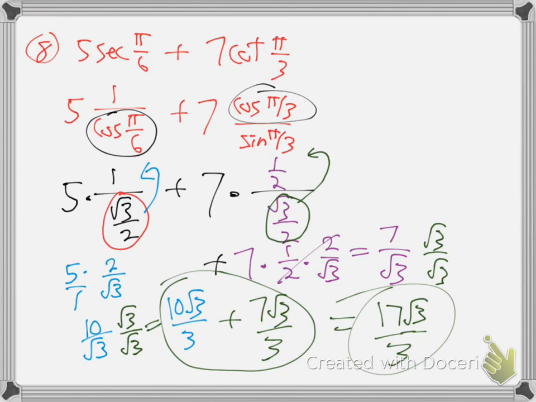Is that all good? Everybody tracking with all those steps? So I just changed secant to 1 over cosine, cotangent to cosine over sine, went to the unit circle, got the values, flipped them up, got rid of the roots from the bottom, and added them together. No questions? All is good?